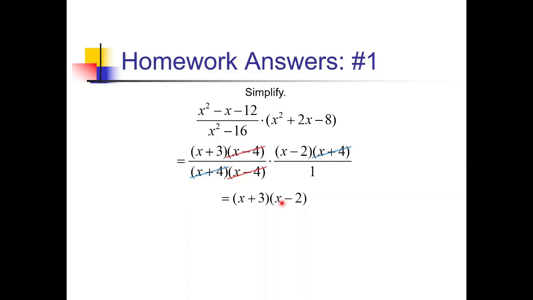So this is it. Now we did cancel out the x plus 4 and the x minus 4. So that means that negative 4 and positive 4, those x values, must be excluded from our final function.